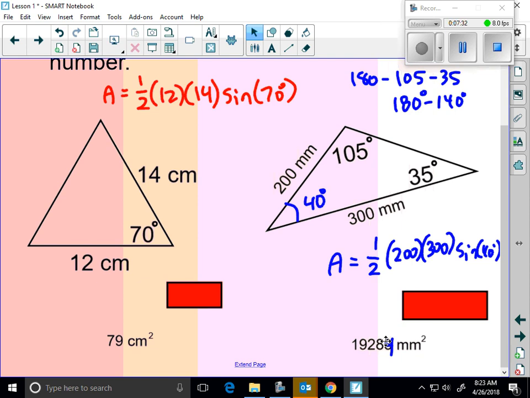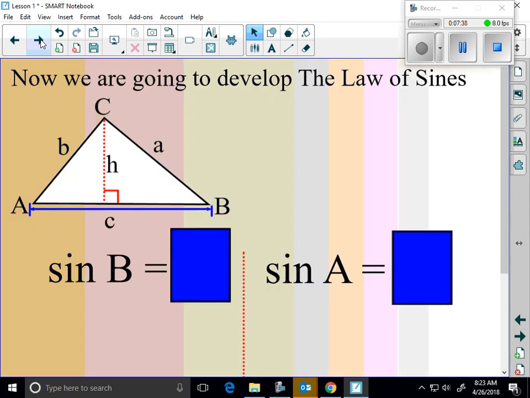Hey, do you know how to use this now? Yeah. You got to have side angle side, though, before you can use it. Okay, cool. Let's go to the next slide. I think I'm going to do another proof here. Okay, I want to look at two different triangles. The first one I'm going to look at is right over here.